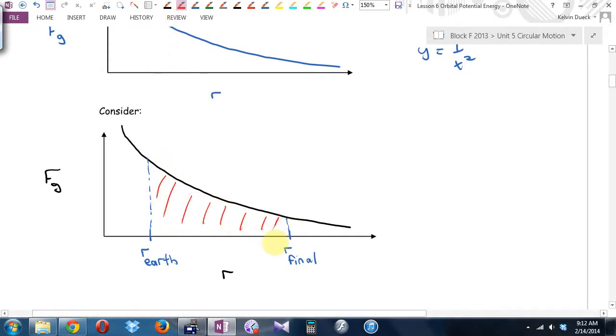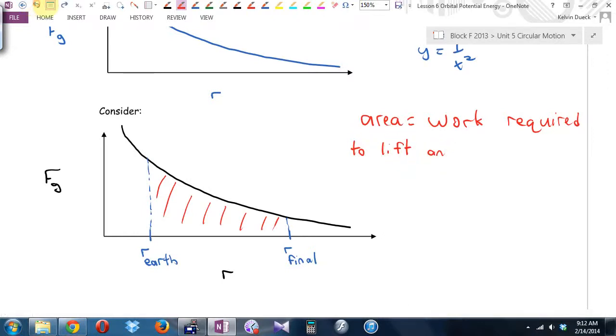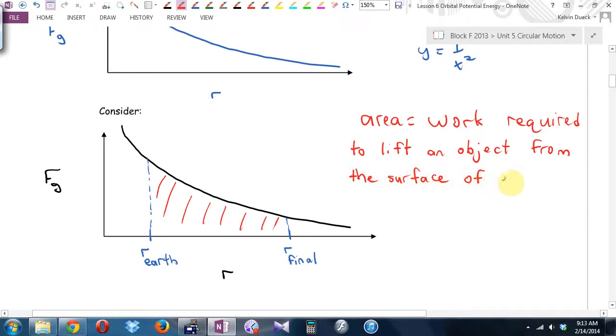This area here is the work required to lift an object from the surface of Earth to wherever our final is. As a picture, Jacob, that's how much fuel, how much energy, how much work it would take to lift an object from the Earth's surface to a specific height. By the way, this is not putting in orbit, because as soon as you let go, it's going to come falling back down again. You haven't given it the tangent velocity yet.